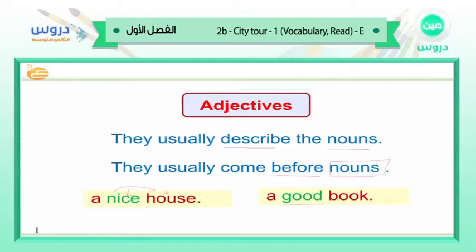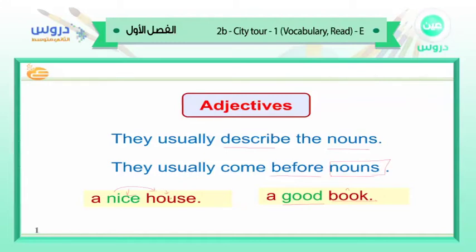Good book. This is the noun and this is the adjective. How is the book? The book is good. So, this is the adjective describing the book. The book is good. A good book. Nice house. Okay, just remember.